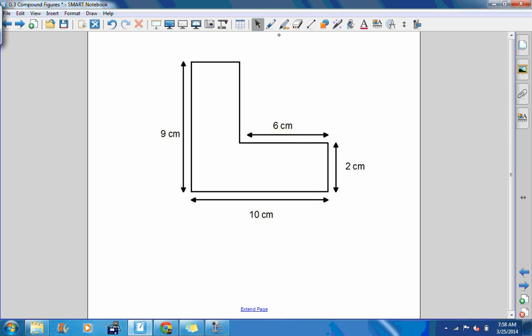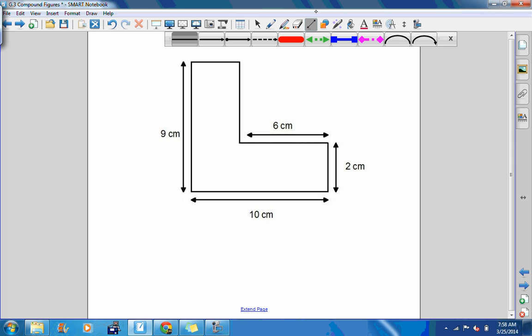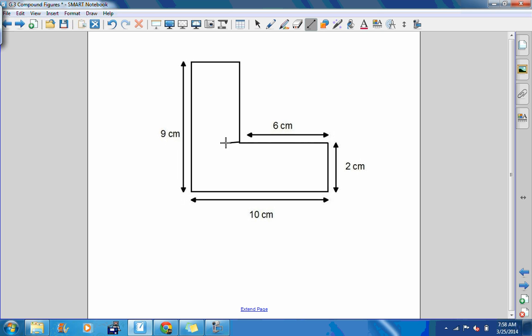Now you could break this rectangle up by creating a line here or by creating a line here, and you'll get the same answer both ways. I'm going to draw a line over this way, but the other way would be just fine. Now the idea is I want to find these new rectangles that I created and find their area and then add them together. So for this bottom one, this is a base of 10 and a height of 2, so therefore the area is 20 square centimeters.